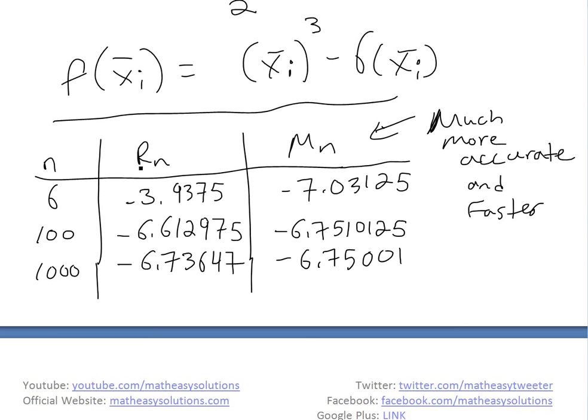I've just summed up the values here for Rn and Mn. The midpoint one is much more accurate and converges faster, because you can see for the midpoint at 100 rectangles you're already at 6.75, and if you use the right endpoints, even at 1,000 rectangles you're still not at 6.75. So this is much more convergent, and so this would be better if you were writing a calculator for summing up integrals.